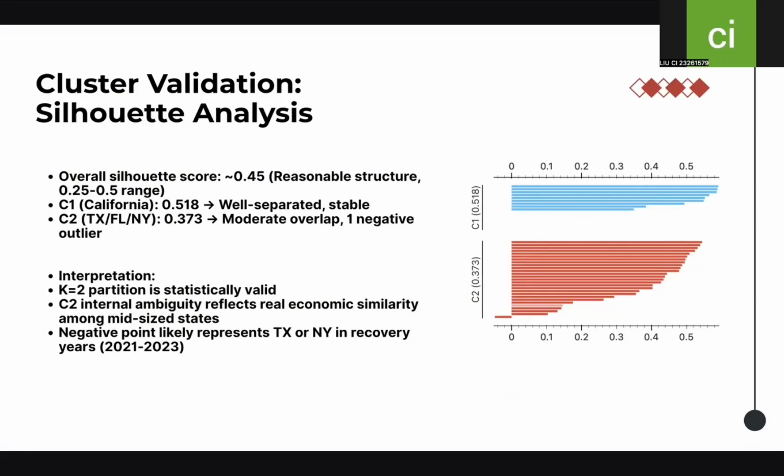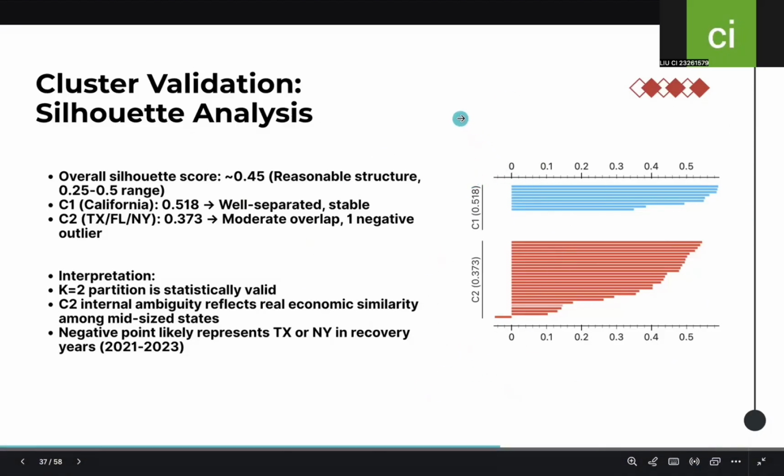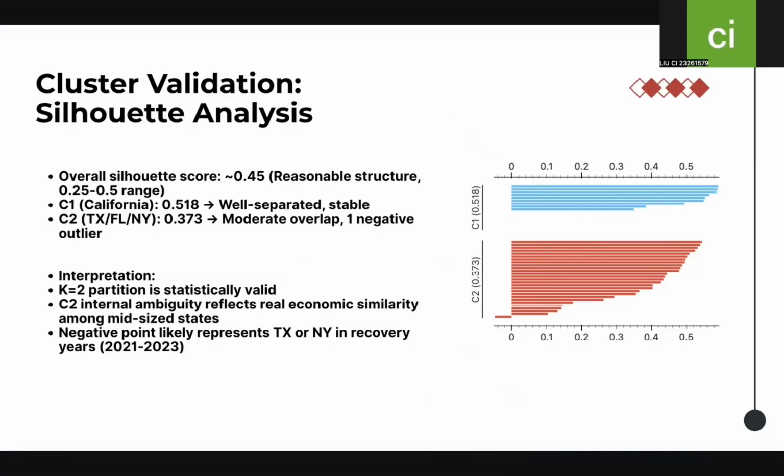And we use silhouette analysis to see how confident we are in the k=2 split. The overall silhouette score is 0.45, in a reasonable range. California's cluster score is 0.518, meaning it's well separated and stable. The other 3 states score 0.373, with 1 borderline point. This honestly reflects that mid-sized states do have overlapping economic characteristics, especially during recovery periods. The clustering is statistically valid while acknowledging natural ambiguity.